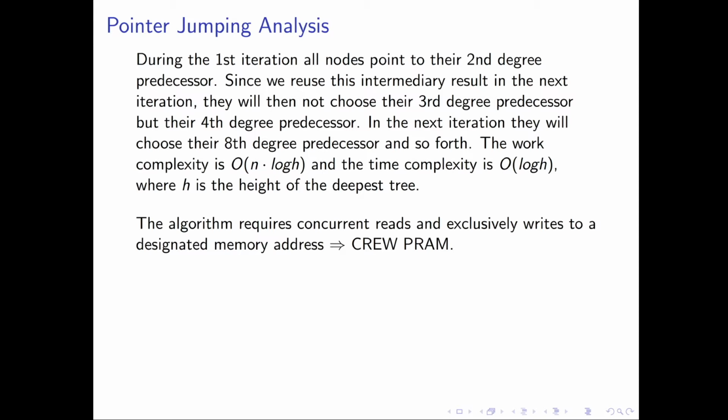So the time complexity is O of log h, and h is the height of the deepest tree. As we have a parallel for loop that runs over n items, so over the size of the array, the work complexity is O of n dot log h. And the algorithm is a CREW PRAM algorithm. That is, it requires concurrent read capabilities.